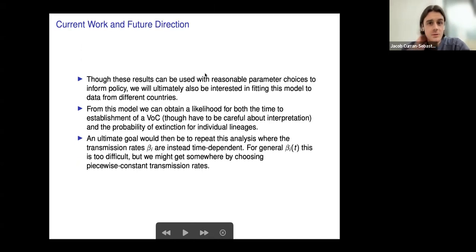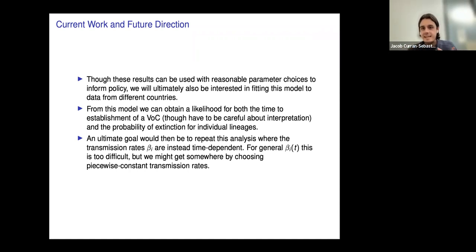So I'll come on to the current work, how we're developing this model, and the future direction of some of this work. These results can be used with reasonable parameter choices. That's the approach that we've been taking so far. But ultimately, we're also going to be interested in fitting this model to data, right? So we'll want to be using data of importation from different countries. And there's two ways that we can do this.